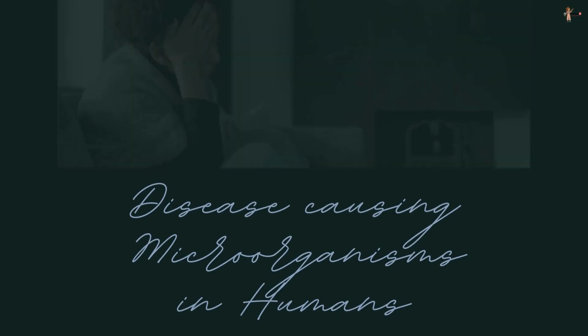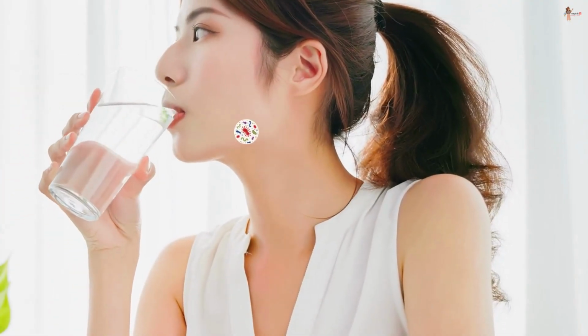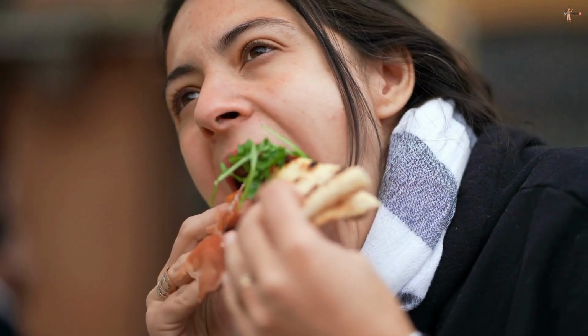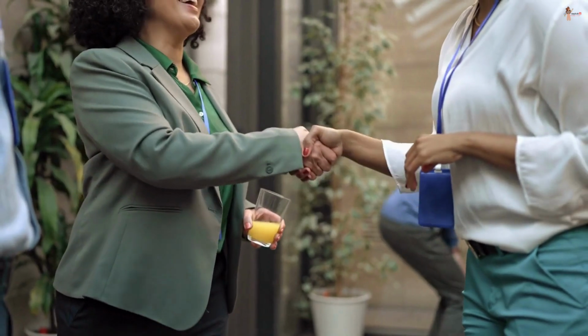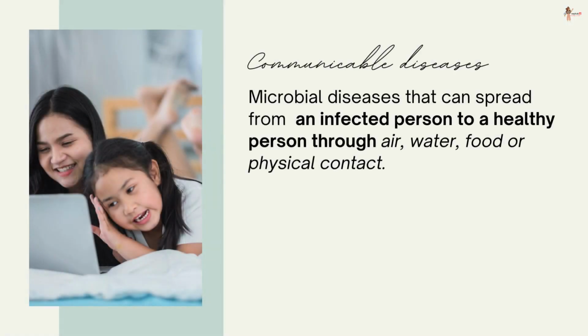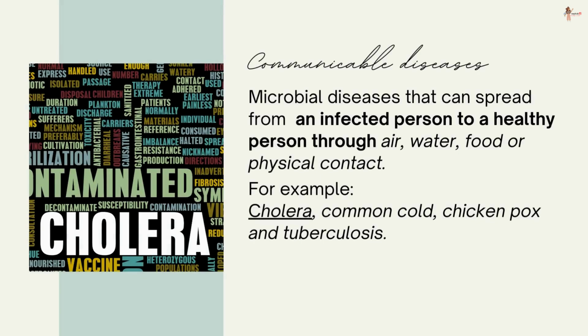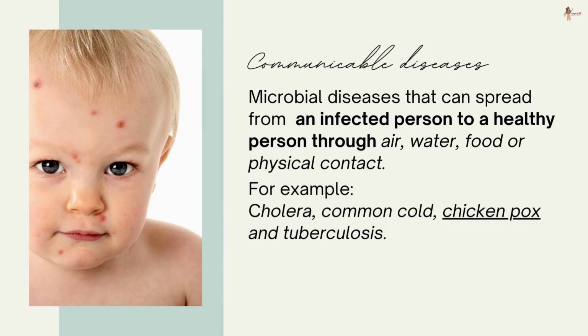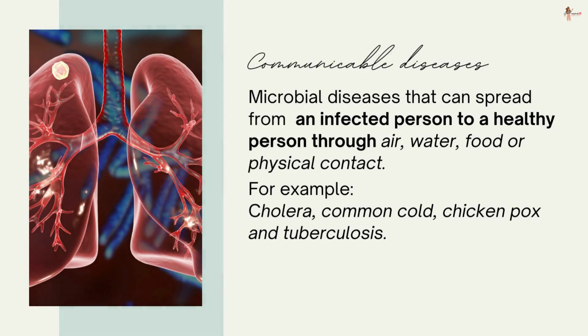Disease causing microorganisms in humans are called pathogens. Pathogens enter our body through the air we breathe, the water we drink, or the food we eat. They can also get transmitted by direct contact with an infected person or carried by an animal. Microbial diseases can spread from an infected person to a healthy person through air, water, food, or physical contact and are called communicable diseases. Examples of such diseases include cholera, common cold, chickenpox, and tuberculosis.